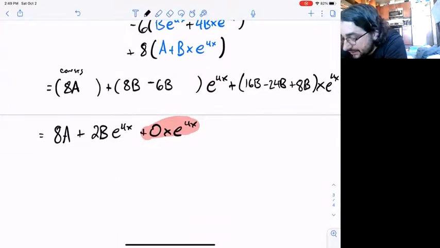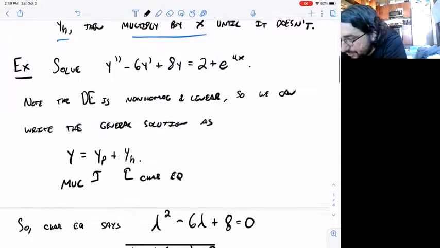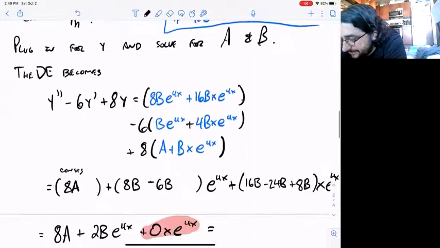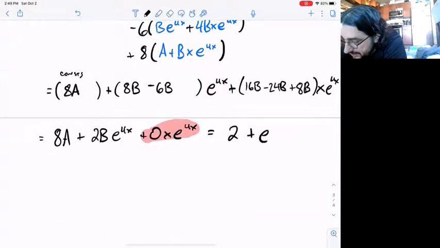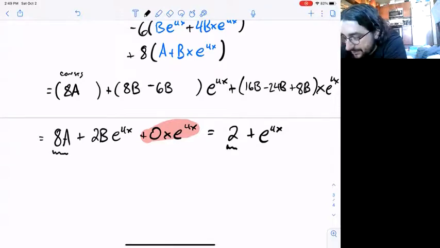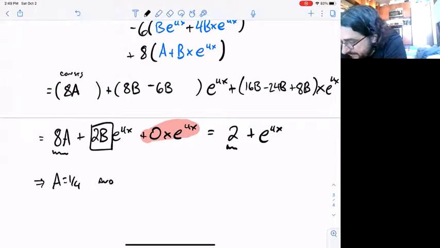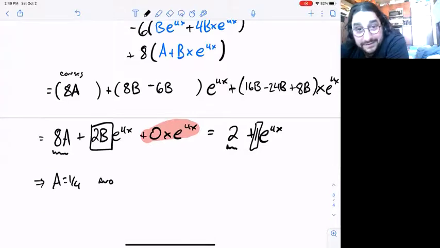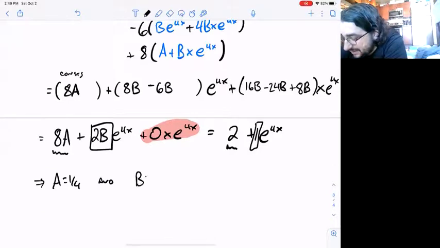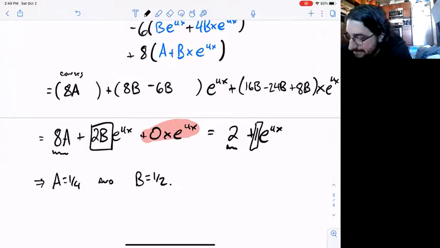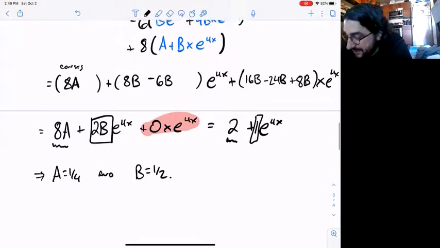So now I can say, what is this equal to? It's equal to our right-hand side, which is 2 plus e to the 4x. So now again, you can equate matching coefficients. This tells me two things. 8a has to equal 2, so a is 1/4. And 2b has to equal what? Well, the 1 that I didn't write there. So b has to equal 1/2. And now we have our solution.